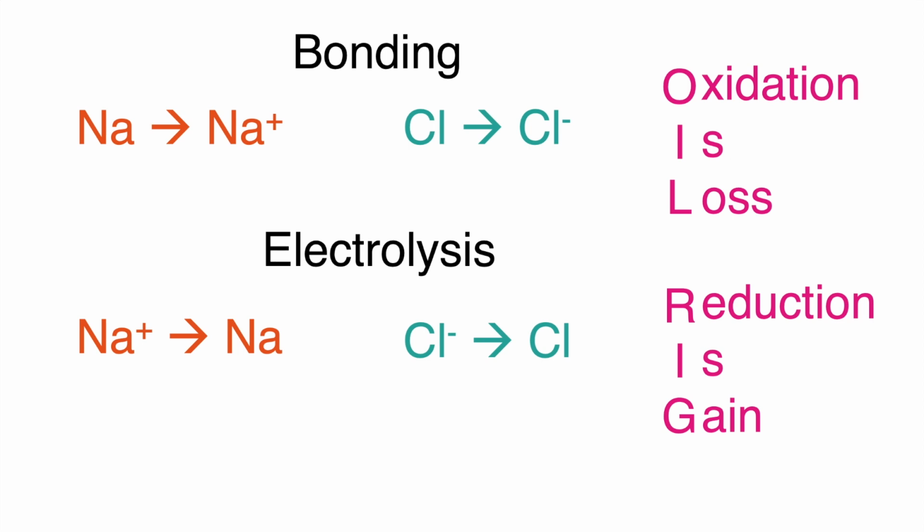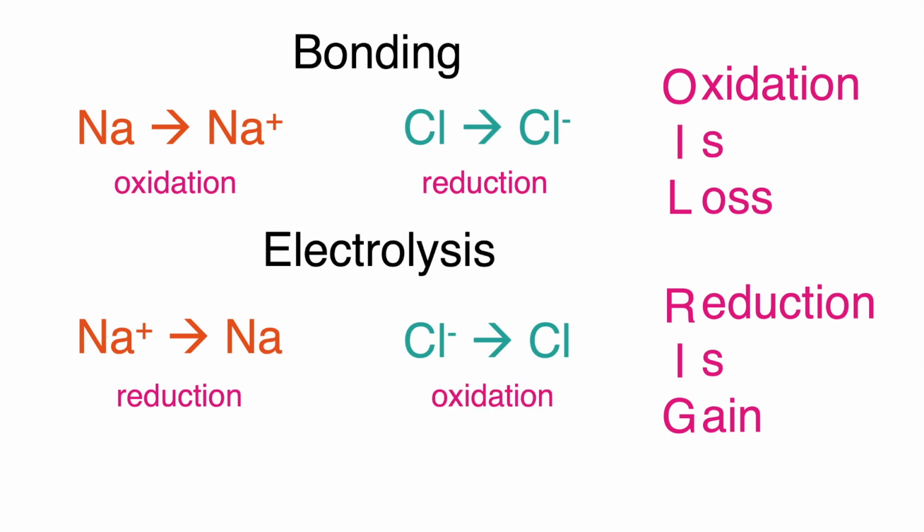So in bonding, sodium loses an electron, so that is oxidation, or it is oxidized, and the chlorine gains one electron, so that is reduction, or we'd say that it has been reduced. So it works that electrolysis has to be the opposite. The sodium ions have to be reduced to form the atoms again, and the chloride ions must be oxidized to form the atoms again. So again, going back to that opposite process. So let's start adding in electrons and turn these properly into our half equations.